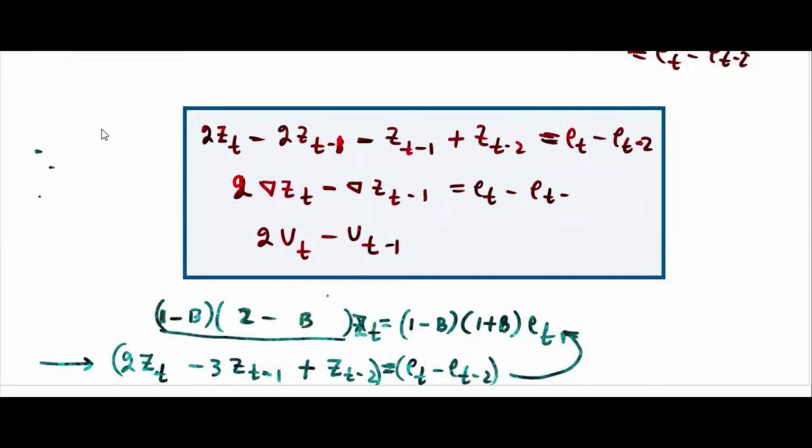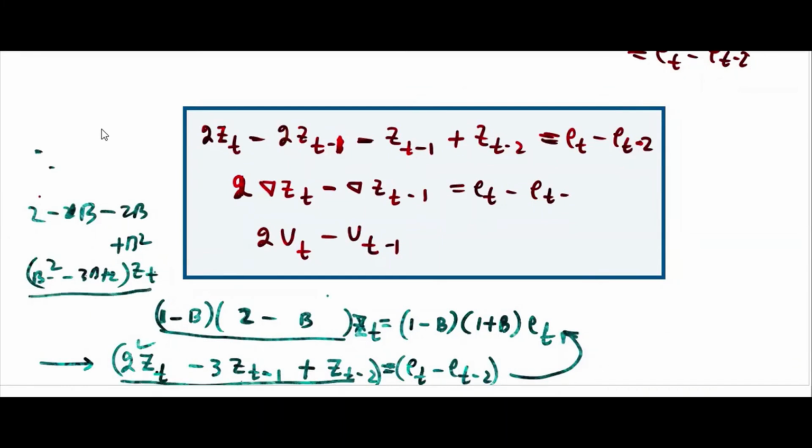Now if you multiply these two, you will get 2 here, then minus 2b, minus 2 minus b, then minus 2b, this is minus b, and plus b square. See, this is what we got, right? B square minus 3b plus 2 zt. This is what we have, b square zt, that is zt minus 2. 2 zt is here, okay? Minus 3b zt. 3b zt means 3 zt minus 1. So this term is equal to this term, that is equal to this term.